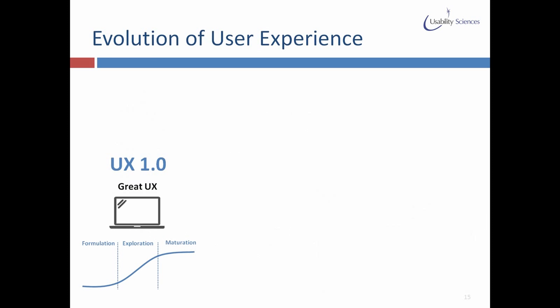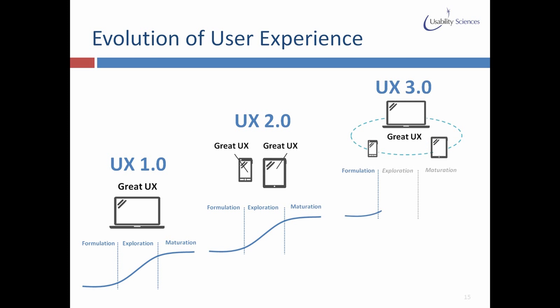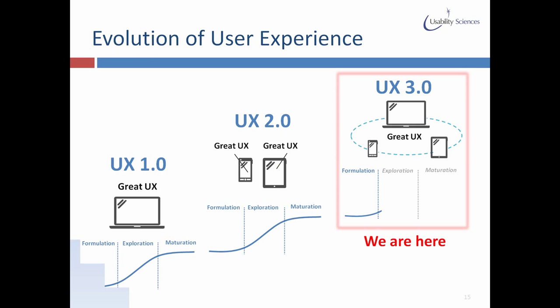So to really take a look and delve into this topic, again, I'm going to paint the picture here that for a long time, UX 1.0 was about having a great user experience on a desktop. And then UX 2.0 was really all about ensuring that experience was great on a mobile and tablet, bringing us to where we are today at the beginning of UX 3.0, and that is ensuring that you've got a great experience across these platforms.